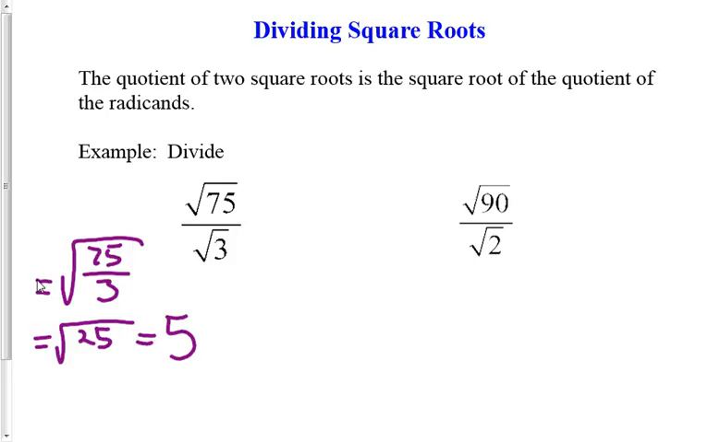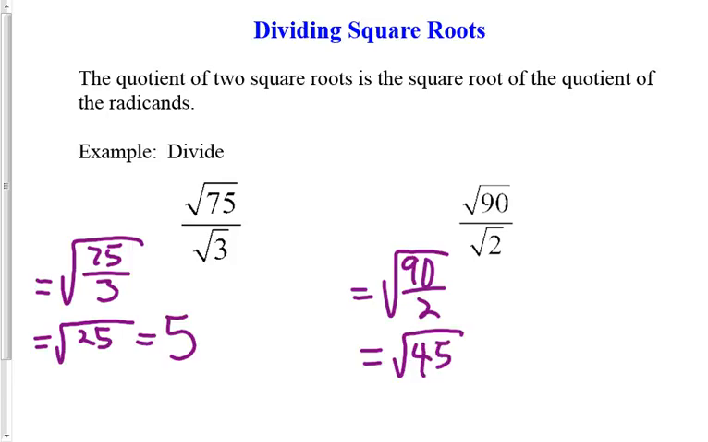Now the square root of 90 over the square root of 2 is equal to the square root of 90 over 2, which equals the square root of 45, which equals the square root of 9 times 5, which is equal to 3 times the square root of 5.